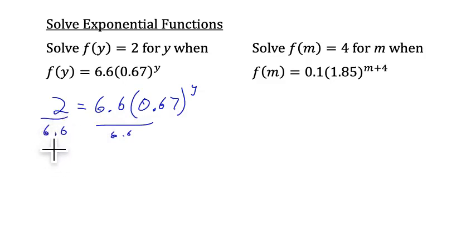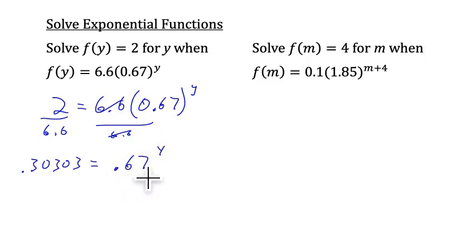All right, when I work out 2 divided by 6.6 on a calculator, let's use lots of decimal places because we're not at the answer yet. So I have 0.30303. The 6.6 is canceled, so that leaves us with 0.67 raised to the power of y.